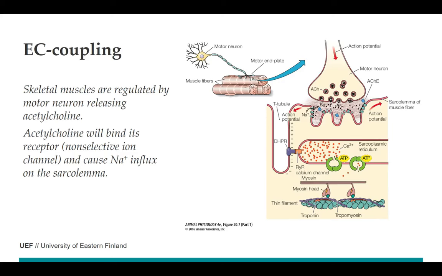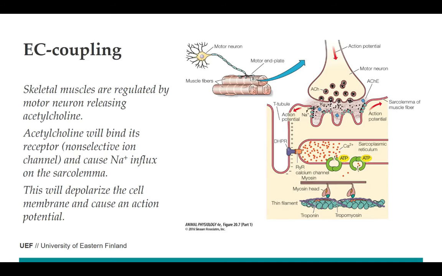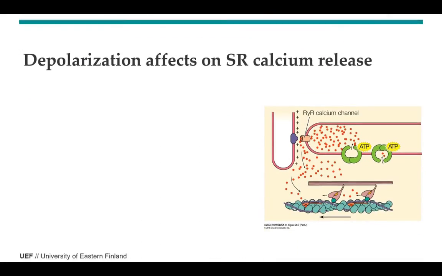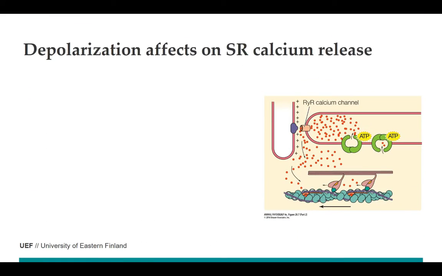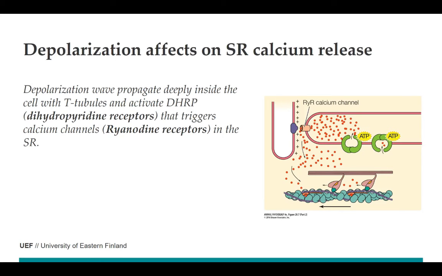But because it's a non-selective ion channel, it permeates sodium, potassium, whatever you have there. But because the extracellular solution contains mostly sodium, there's a high sodium influx on the sarcolemma. And this will depolarize the cell membrane and cause an action potential locally. But then the action potential starts to propagate in both directions. And one of the places where it's propagating is into the T-tubules, with slightly different ion channels. And when it goes deep inside the cell with the T-tubules, it will face a difficult word: the dihydropyridine receptor.